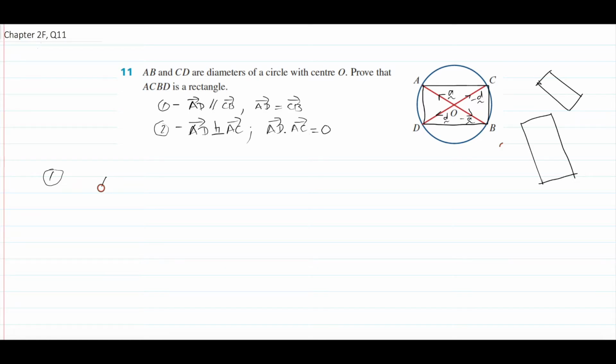Let's get into it. How do you find vector AD? So vector AD right here, A to D, it can be A to O and then O to D. A to O plus O to D.